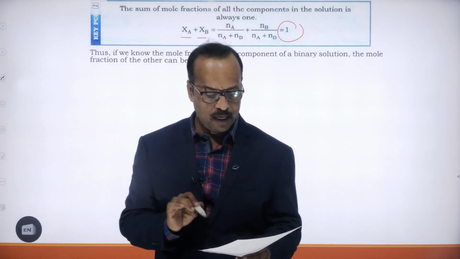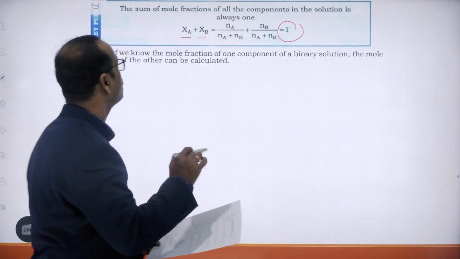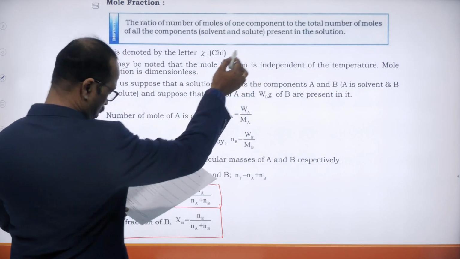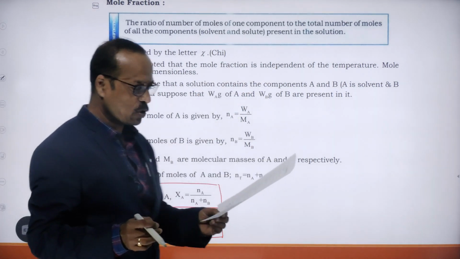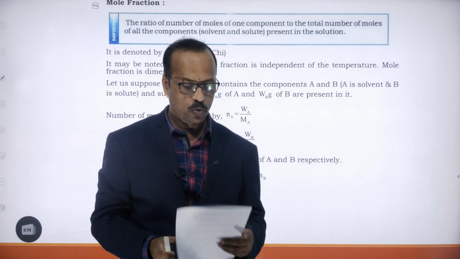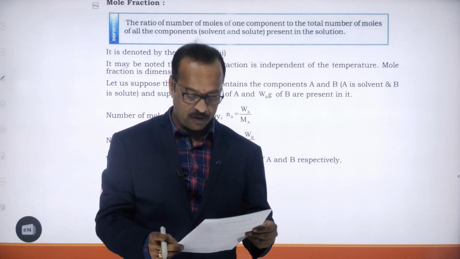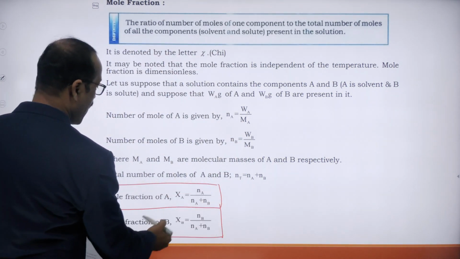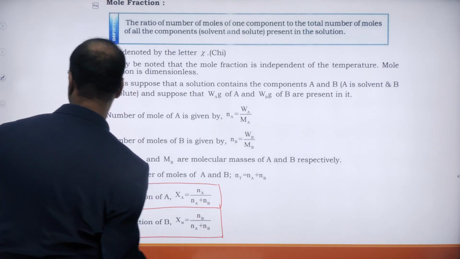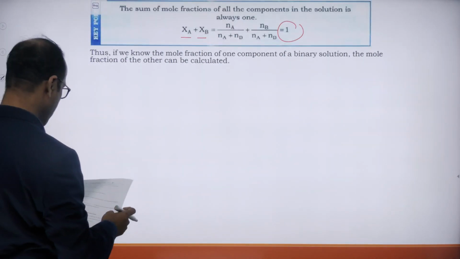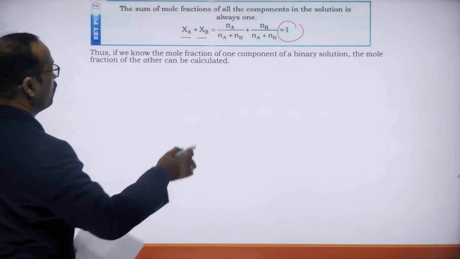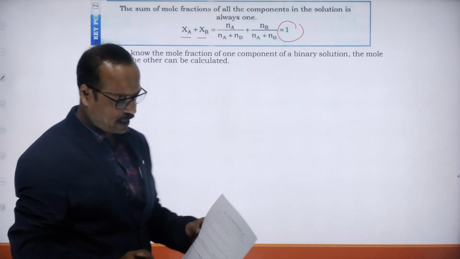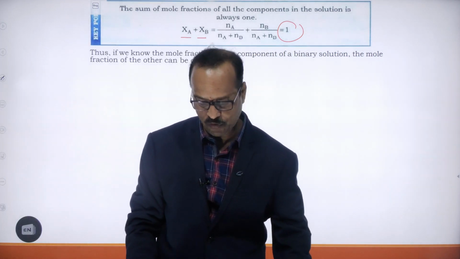The ratio between the number of moles of solute to the total number of moles of solution is called the mole fraction of the component. The formula is also given, see page number 38. Xa is equal to Na by Na plus Nb, Xb is equal to Nb by Na plus Nb, and it is given that the sum of the mole fractions of components is always 1. Xa plus Xb is equal to 1. Clear? So that is about the mole fraction.